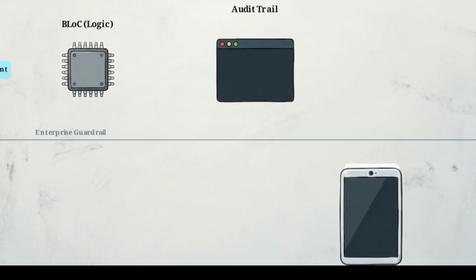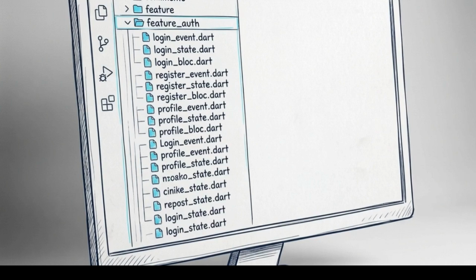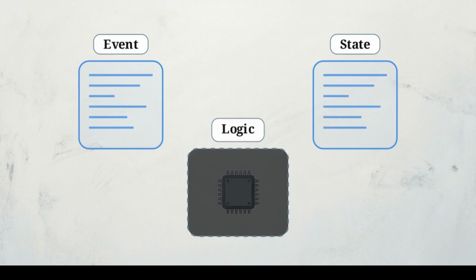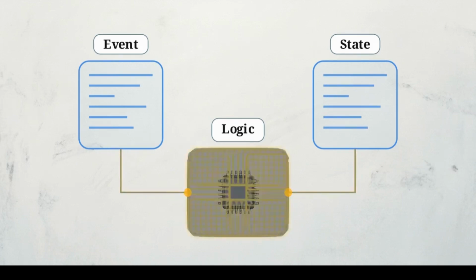Bloc 9.0 enforces strict unidirectional flow. Events enter a central component, are processed, and output a new state. This explicit triggering creates a deterministic audit trail. At scale, this disciplined structure halves state-related bugs by preventing UI logic from leaking into the business layer. The cost is a higher volume of code. Bloc requires you to define separate classes for every event and state before implementing the actual business logic.